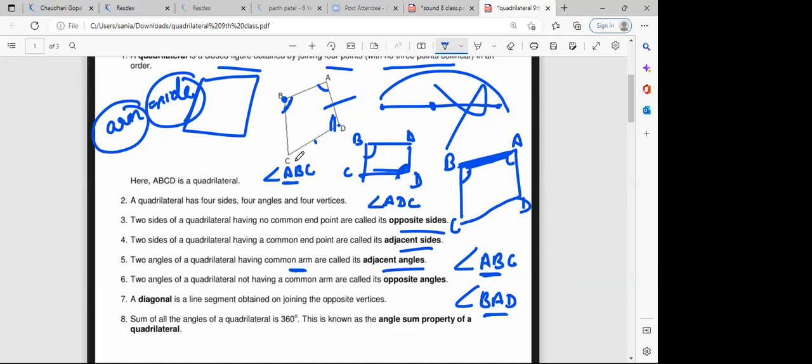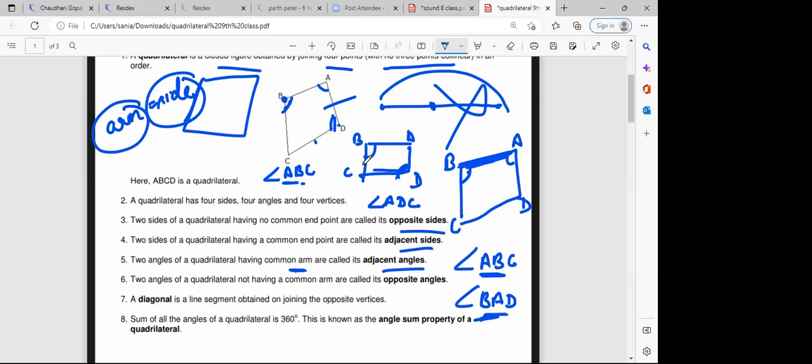A and C are common, right? No, you have to find the arm. A and C, are they forming any arm? No, right? Over here you can see AB are together, and over here BA are together. So they are sharing a common point, so they are adjacent angles.